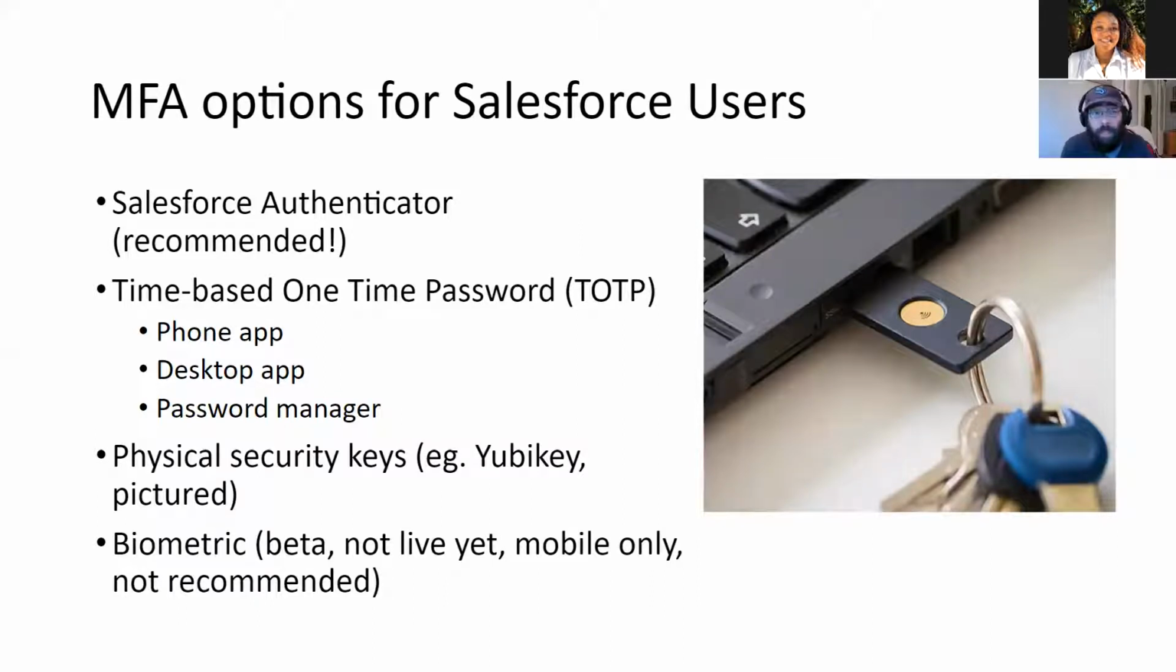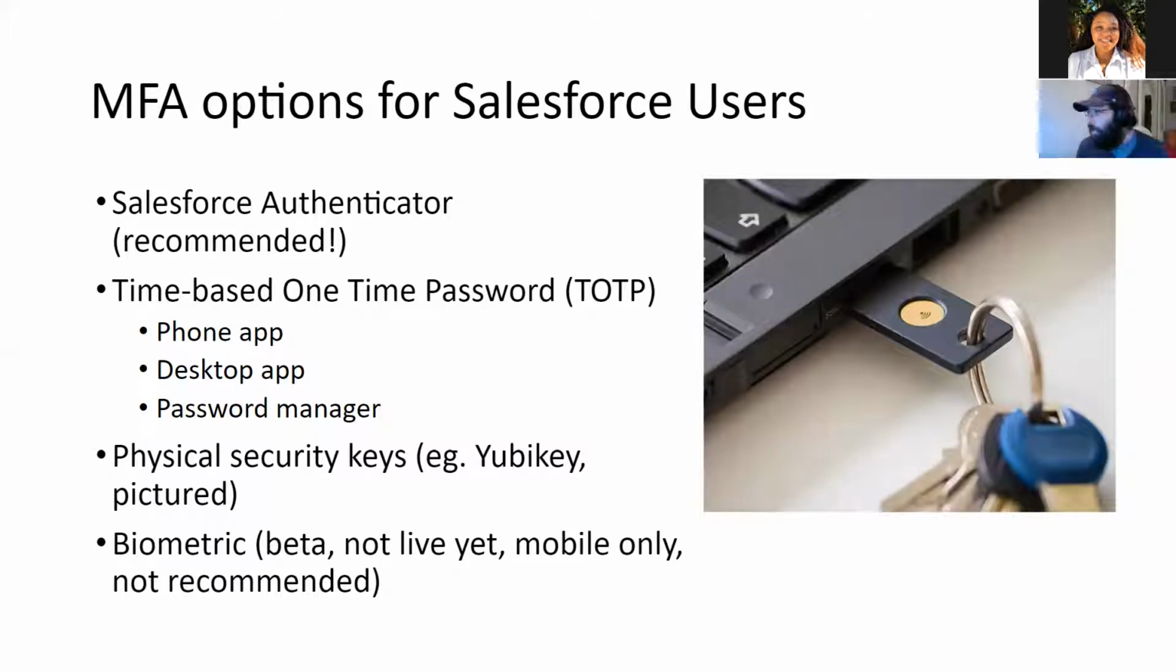The second option is a time-based one-time password. You maybe remember back some time ago, if you were trying to log into your bank, they might have sent you a little dongle with a number that's changing every 30 seconds. That is the same thing, only instead of a little dongle, it's an app now. It can be an app on your phone, it can be a desktop app. And what we're going to demo for you today is it being in a password manager, which is what we use at Data Geeks Lab to manage our multi-factor stuff.